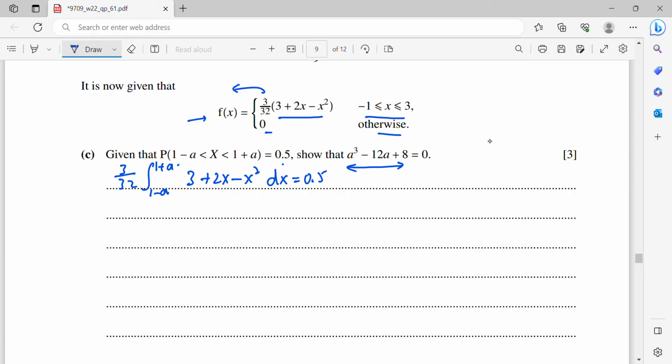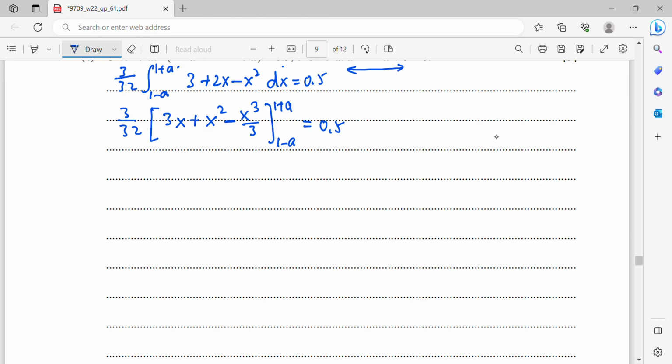Now, this is a simple integration. So integrate 3 to get 3x. 2x becomes 2x squared over 2, that means it is x squared. Then x squared becomes x cubed over 3. Limits will be 1 minus a to 1 plus a. Then equals 0.5. Okay, so now you replace x by the upper limit. So 3 over 32.